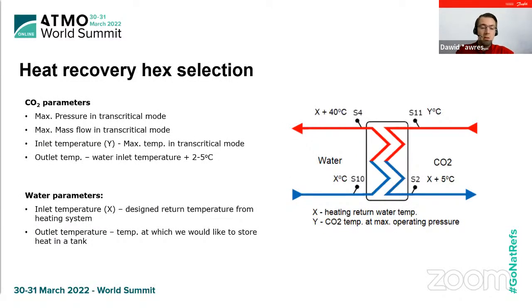The second requirement is to size the heat recovery heat exchanger with the right parameters. On the CO2 side, we need to use the maximum pressure and mass flow expected during the operation of the refrigeration pack in transcritical mode. For those parameters, the maximum temperature of the CO2 needs to be calculated. This temperature should be used as the inlet temperature for the CO2 heat exchanger sizing, and the outlet temperature should be around 5 degrees higher than the inlet water temperature.